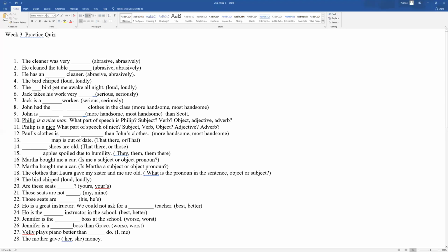We never use "that there map is out of date." We always use "that map is out of date." We never say "their shoes are old." We say "those shoes are old." And we never say "them apples spoiled," and we never say "them there."